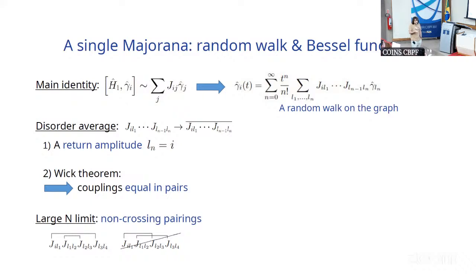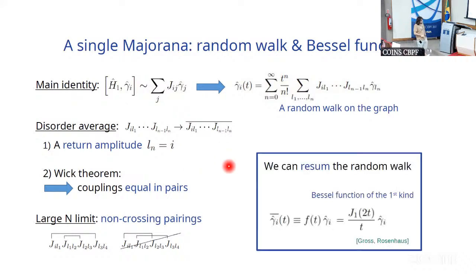And if you go into mathematics, you see that non-crossing pairings are one of the many definitions of the Catalan numbers. And so this random walk can actually be resummed completely, and you will get this quite nice formula in which the time evolution of the single Majorana can be expressed in terms of the Bessel function of the first kind divided by t. By the way, a posteriori, we realized that this result was in an appendix of a paper by Gross and Rosenhaus. So again, we didn't invent anything, but we rediscovered it, let's say, in another way.